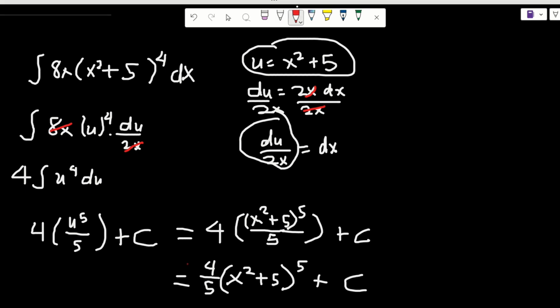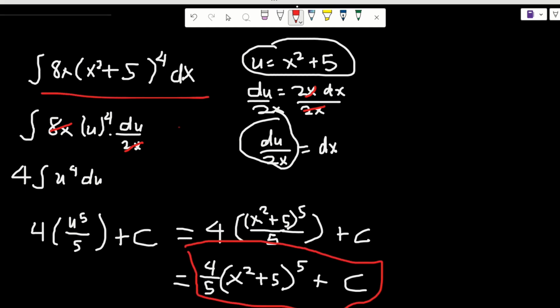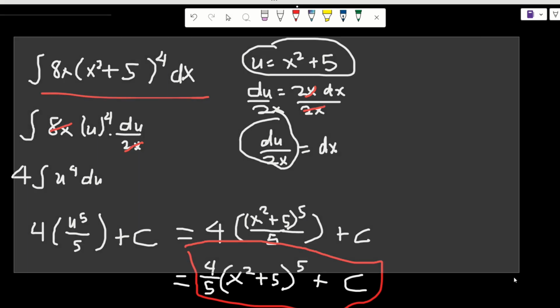So this is the final answer for this integral. I hope you notice some pattern in solving this integral by the use of u substitution. In order for us to master this method, let us solve another problem.